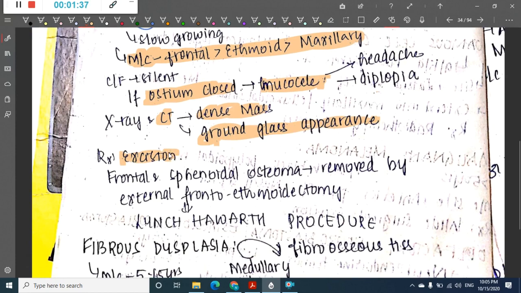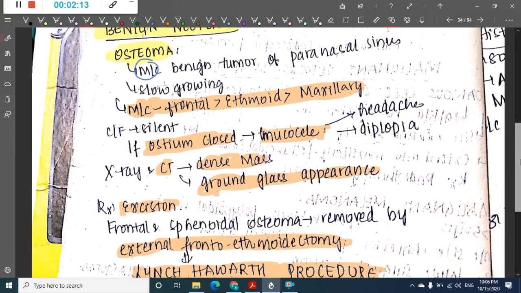For this osteoma to get excised, especially if it is frontal or sphenoidal osteoma, it is removed by external frontoethmoidectomy, which includes the Lynch-Haworth procedure. This external frontoethmoidectomy is called the Lynch-Haworth procedure.